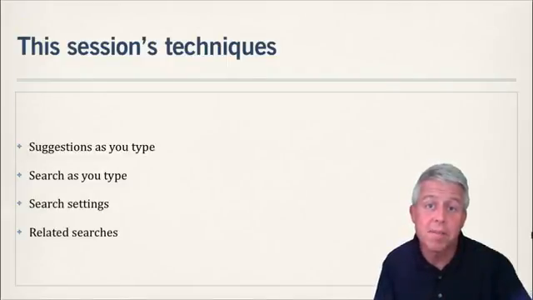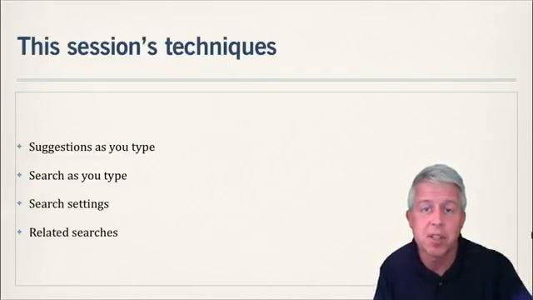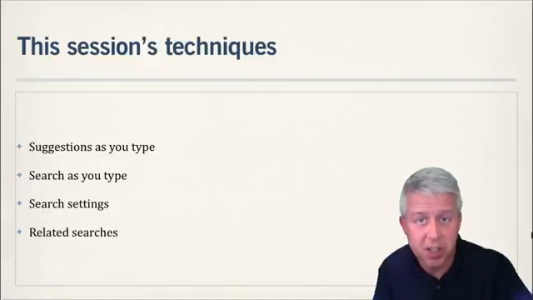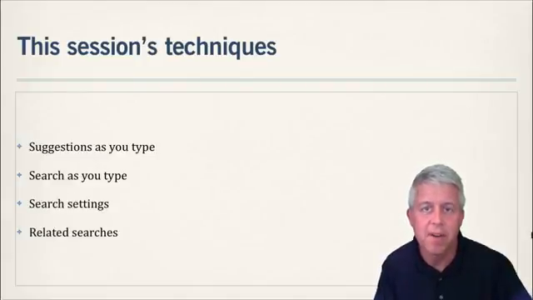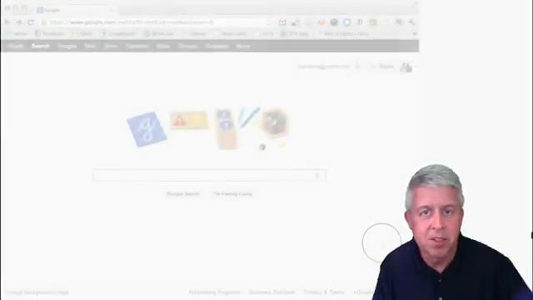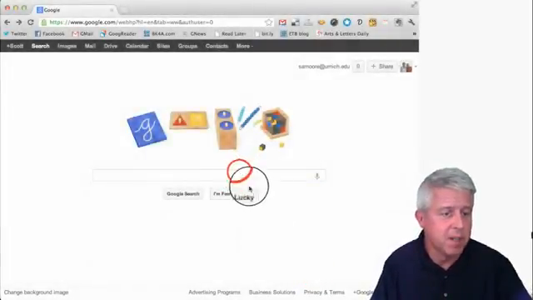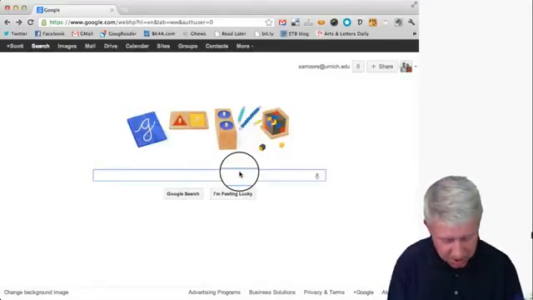The four specific features that I'm going to demonstrate today are suggestions as you type, searching as you type, and then the settings that Google allows you to make related to search, and then finally the related searches that they present to you. You're all probably pretty familiar with these, but I just want to make sure you know exactly what's going on and how you should be using it. So let's go with the first example. Suggestions as you type.